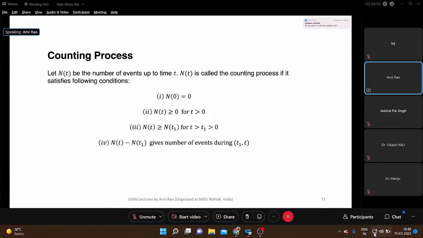Like, suppose up to the end of the first over there are 5 sixers hit in the match, and then at the end of the 13th over, 13 sixers have been hit. Then the difference between the 13th over and the first over gives the number of sixers in between. That's what it means. So the difference between the two random variables, this is a random variable, gives the number of events during the time interval, first over to 13th over. This is how the counting process is defined, and we'll see that the counting process is a Poisson process.